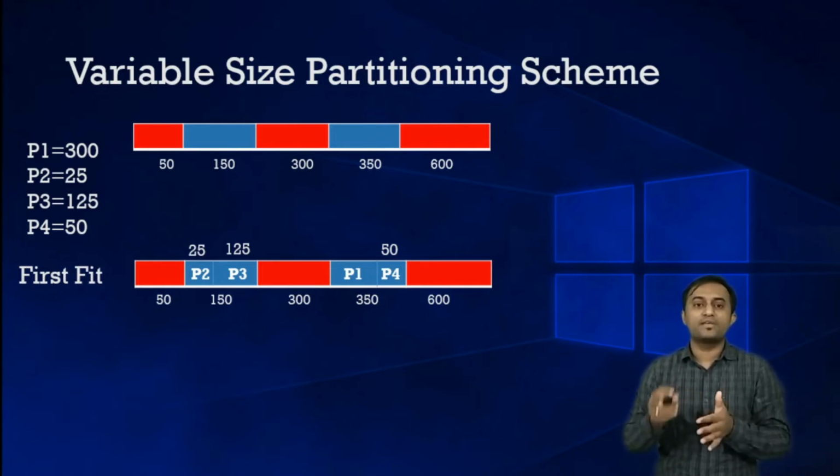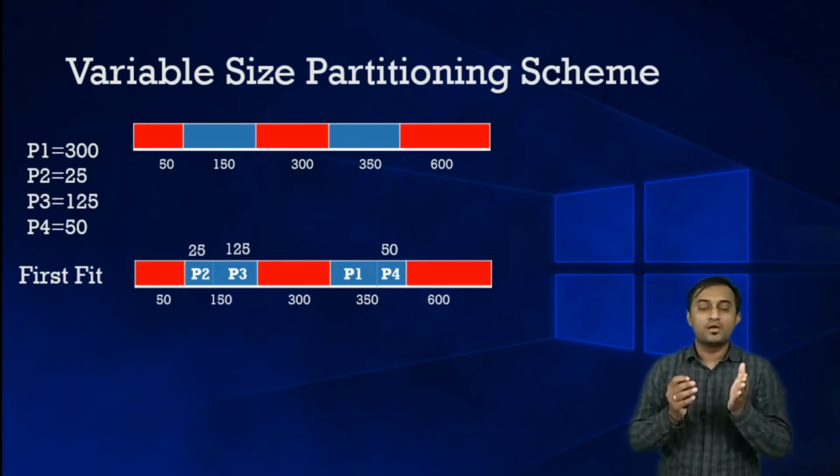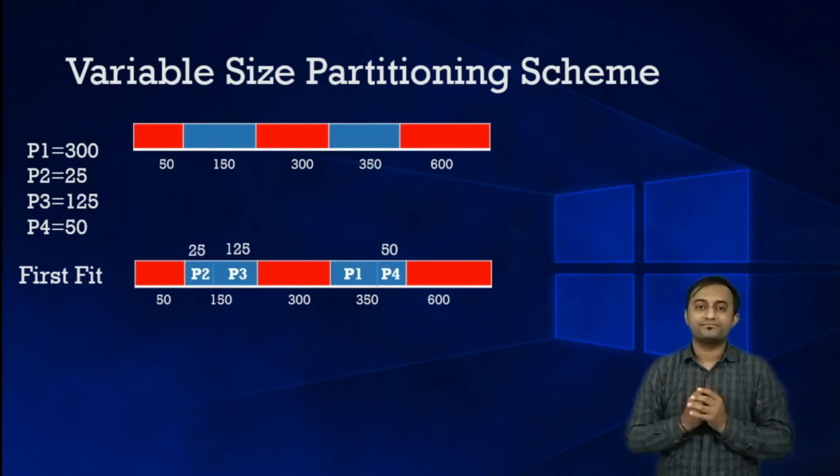The next block is 300. It is capable enough, but it is already occupied, so skip it. Then it will go to the fourth block. The fourth block size is 350. Is 350 capable enough? Yes. So the P1 process will be accommodated in this block by the first fit algorithm.